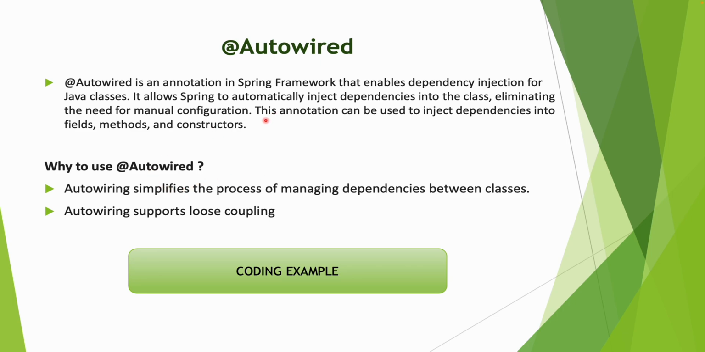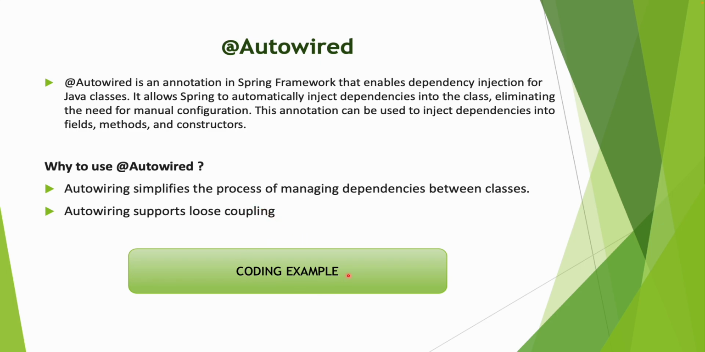Autowiring, or dependency injection, simplifies the process of managing the dependencies. There is no need for us to configure anything manually. Instead, Spring will do everything for me. It is simplifying the process for the developers. Second, this supports loose coupling. What does loose coupling mean? Loose coupling is nothing but the dependency between the two objects should be to the least extent practicable. So the dependency between the two objects should be very small. That is called loose coupling, and autowiring supports that.